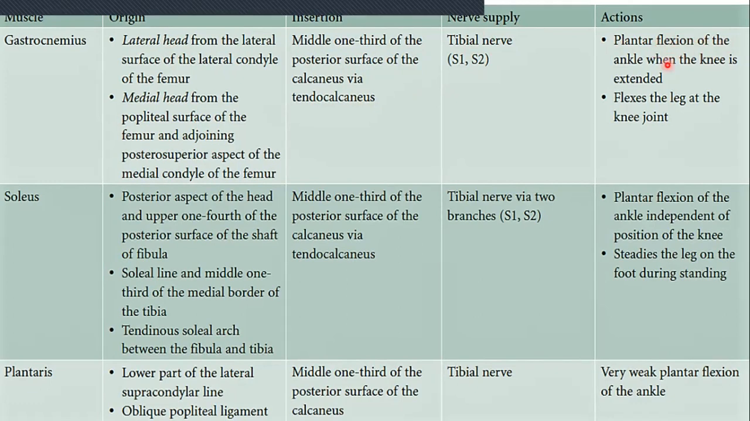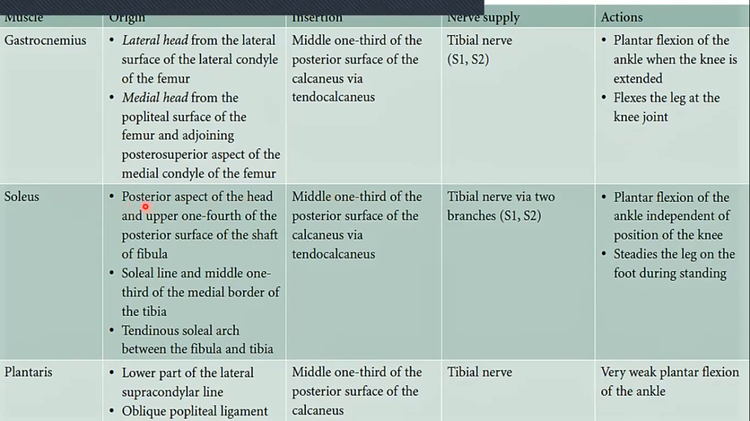Action: plantar flexion of the ankle when the knee is extended. Plantar flexion is the movement you perform when you are tiptoeing. It also flexes the leg at the knee joint, because it crosses both the heel and the knee joint, so it acts on two joints.